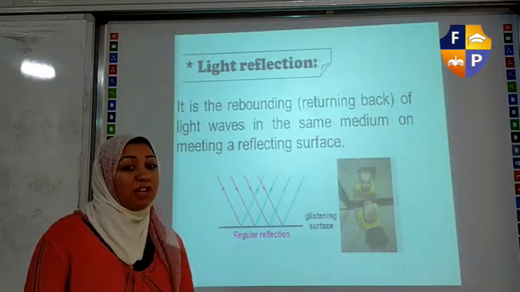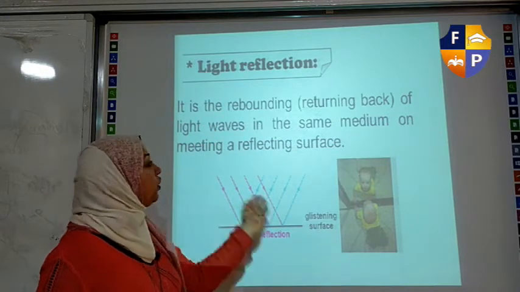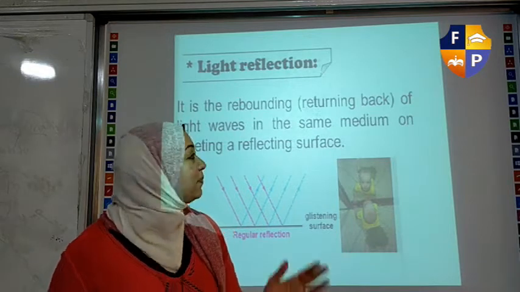So what do we mean by light reflection? It's the returning back of the light waves in the same medium on meeting a reflecting surface. Let's continue.